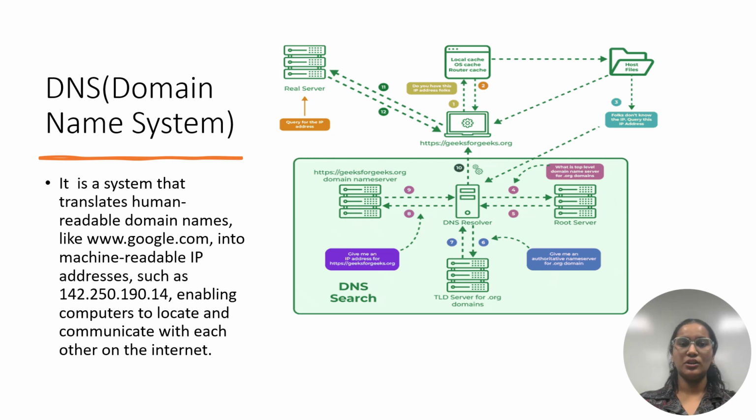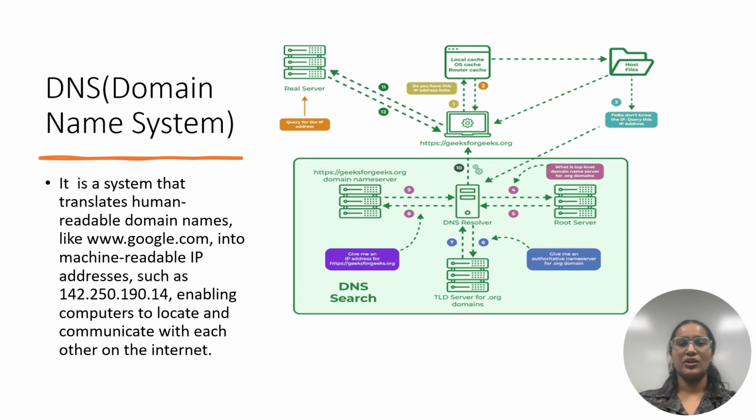Then come the root DNS servers, the first step in resolving the domain name, guiding the query to the correct top-level domain server like .com or .org. Then come the authoritative DNS servers. These servers contain the actual IP address for the requested domain. Once the IP address is found, the browser can use it to access the correct server and load the website.